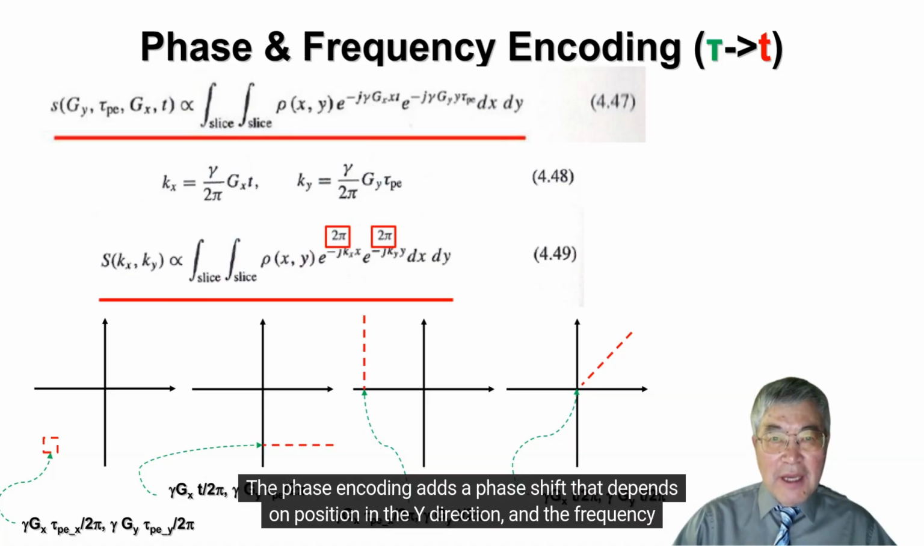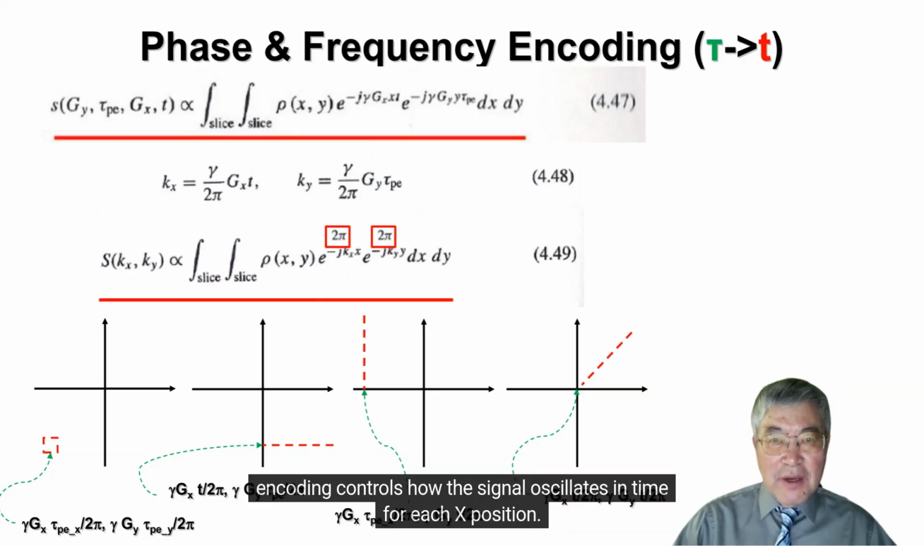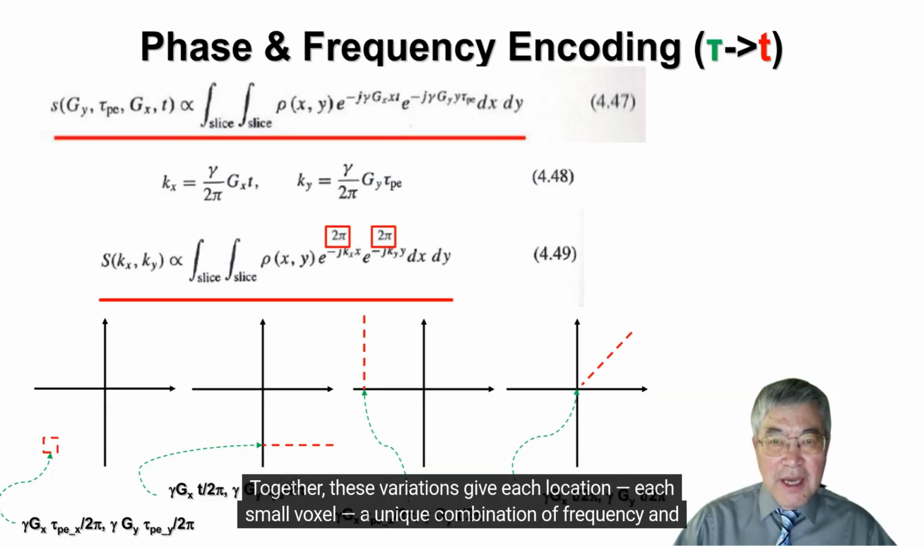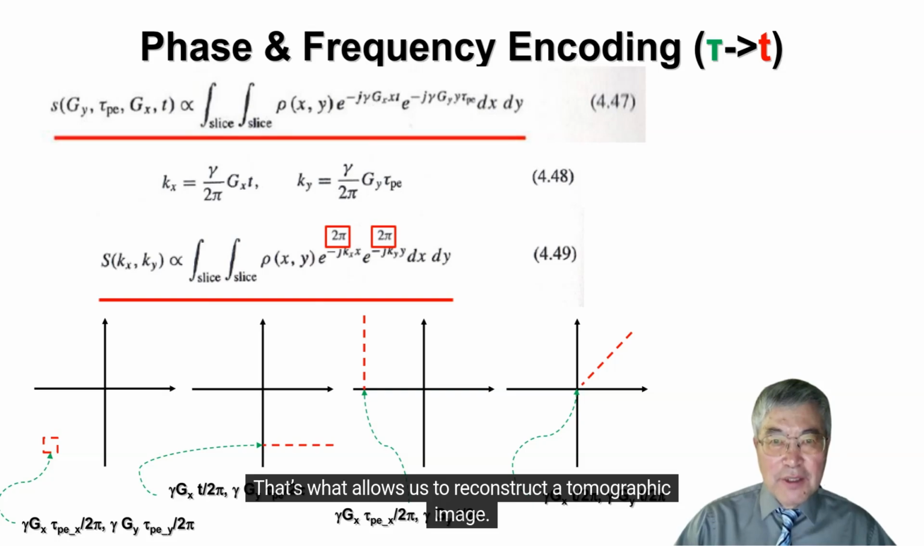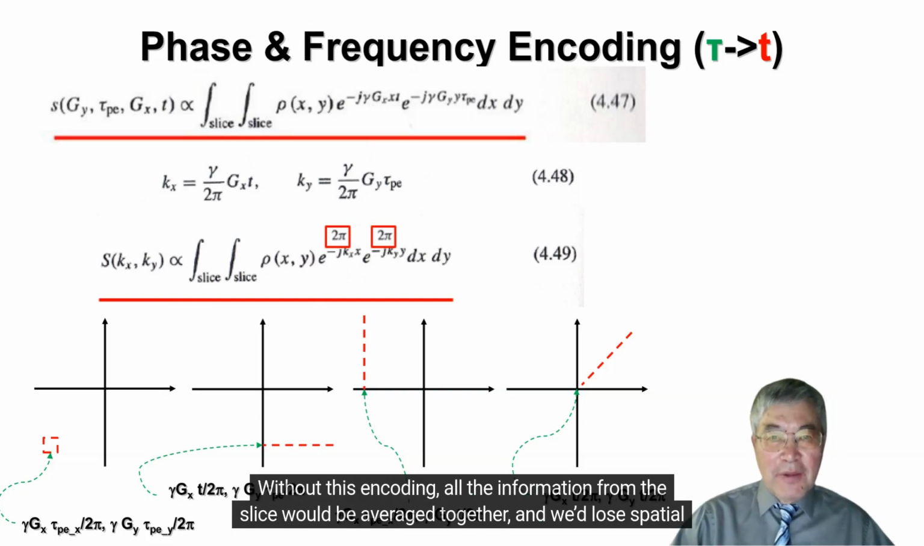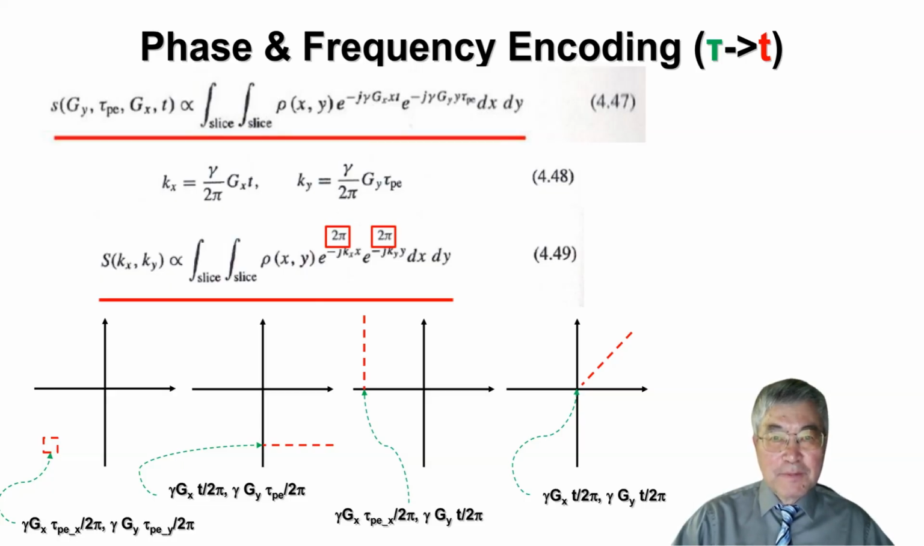The phase encoding adds a phase shift that depends on position in the y direction, and the frequency encoding controls how the signal oscillates in time for each x position. Together, these variations give each location, each small voxel, a unique combination of frequency and phase. That's what allows us to reconstruct a tomographic image. Without this encoding, all the information from the slice would be averaged together and we'd lose spatial detail.